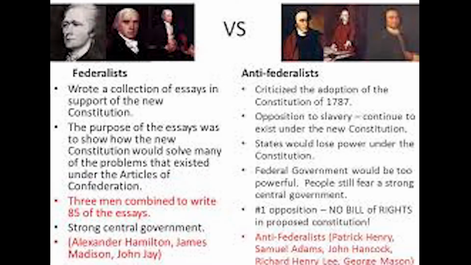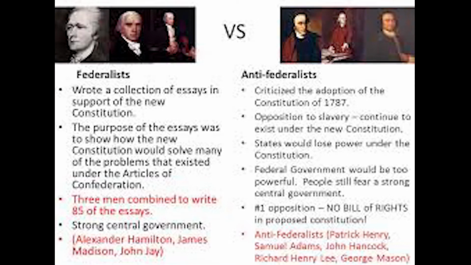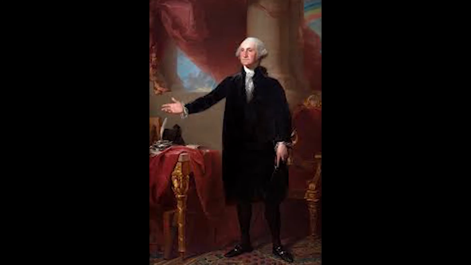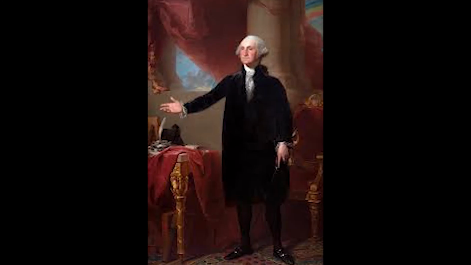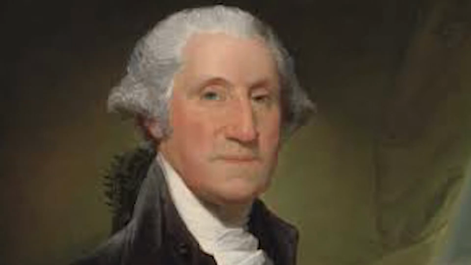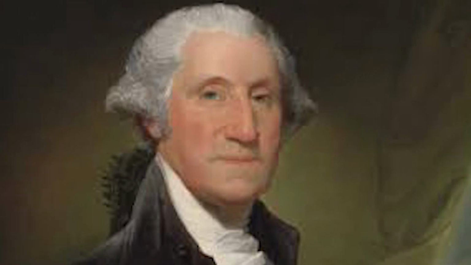Political parties began to be formed. The Federalist Party was in support of the Constitution and the federal government, and the Anti-Federalist Party was the opposite. In the election of 1788 through 89, George Washington, an independent, was elected president unanimously. Washington did not support political parties, but future presidents would not support his views.